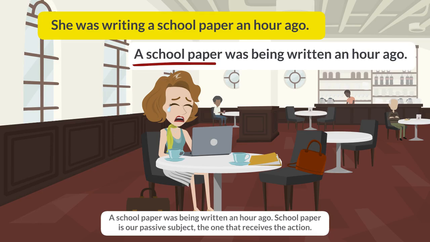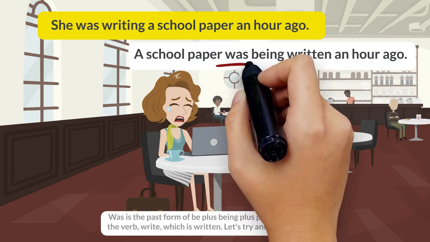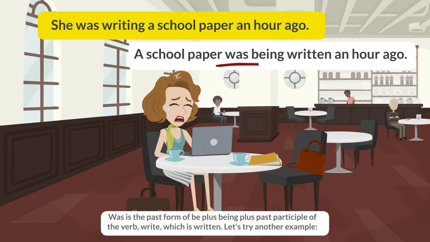School paper is our passive subject, the one that receives the action. Was is the past form of be, plus being, plus the past participle of the verb write, which is written.